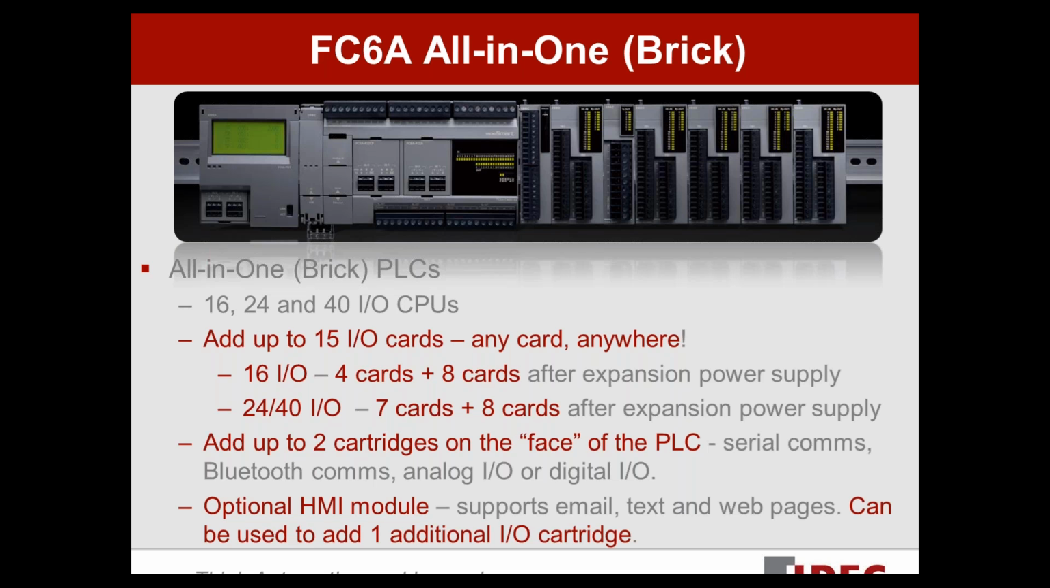On the, what I call the face or the front of the PLC, you can add up to 2 cartridges, depending on the PLC model. Like the 16 IO and the 24 IO support 1 card. The 40 will support 2 cartridges, cartridges, not cards. So on the face of the PLC where it plugs in right on the front, you can see here I've got an example. This is a 40 IO PLC. You can see just to the left of where we have all the LED indicators, there's 2 cartridges plugged in there, okay?